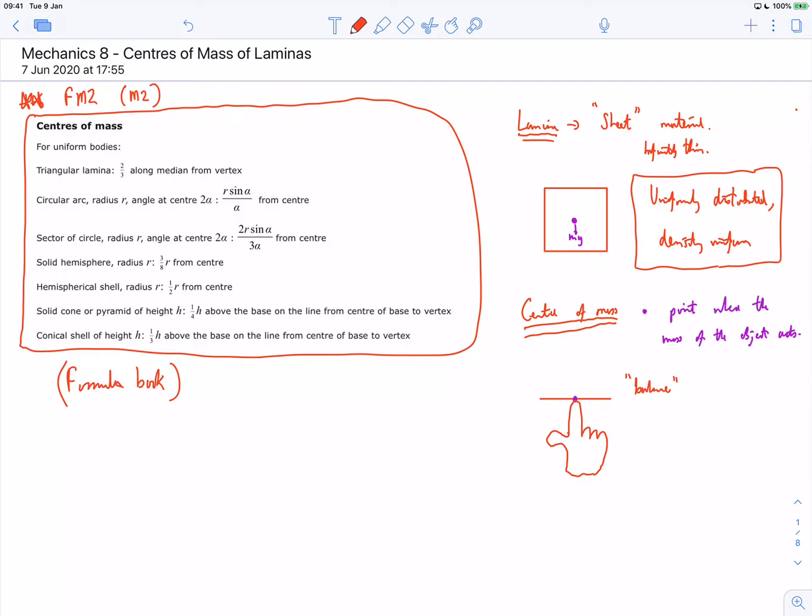But at the moment I'm just going to be looking at some simple shapes, that is triangles, rectangles, circles and sectors of circles. For three-dimensional shapes and onwards, we're going to be needing to use some kind of volume of revolution or some integral tricks there. So we're not going to be covering that today. But today we're just going to be looking at some simple laminar two-dimensional shapes.